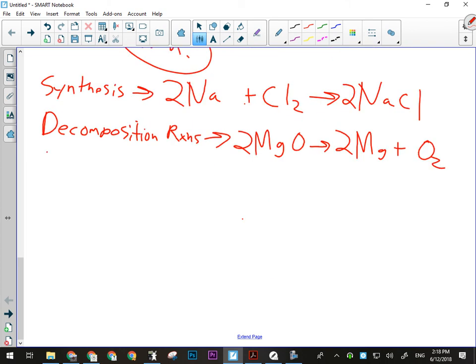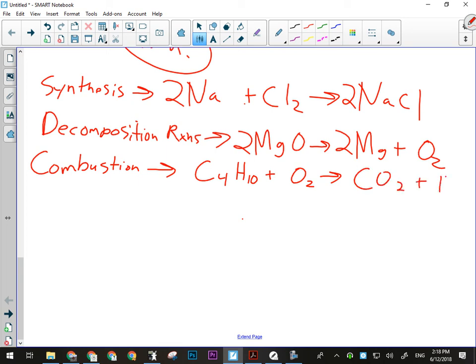Then we talked about combustion. Combustion had a lot of special rules. So if we have a hydrocarbon, what were always the products of a combustion reaction? Water and carbon dioxide. There were special balancing rules to do with the combustion reactions. Anyone remember what they were? Luke?